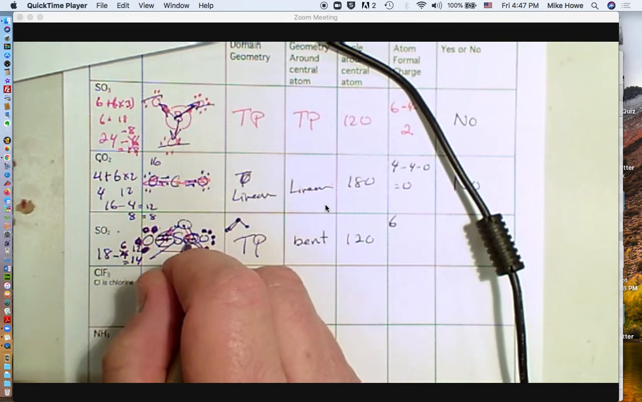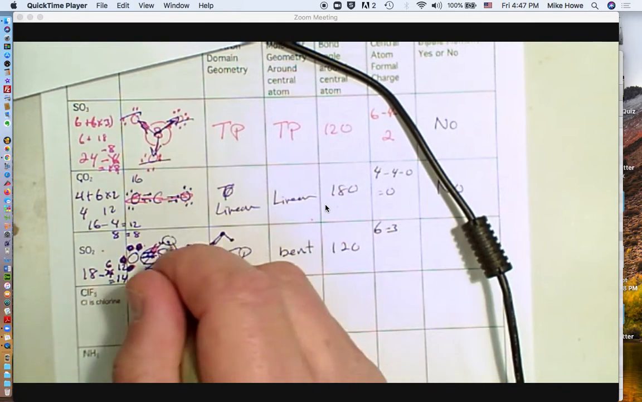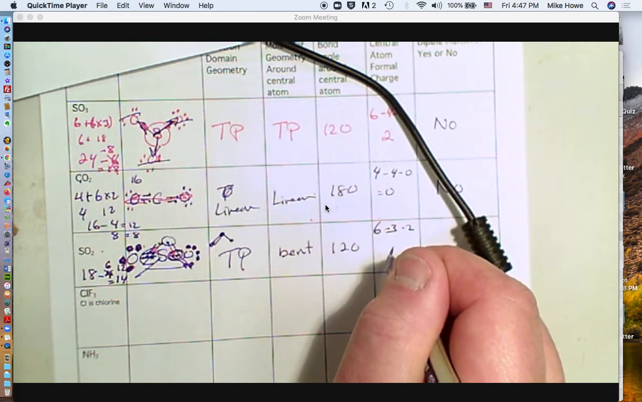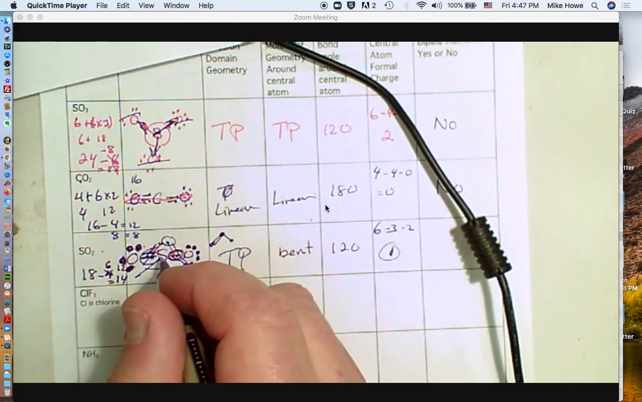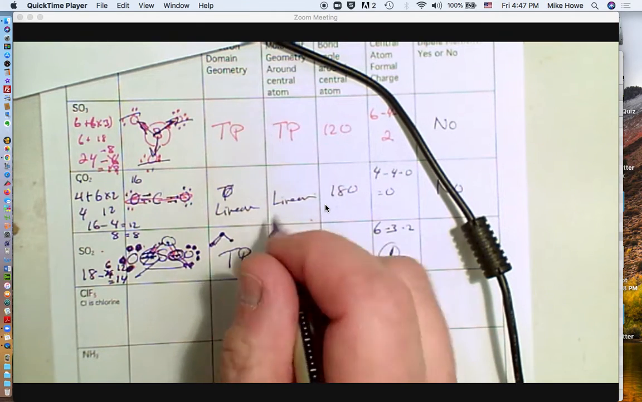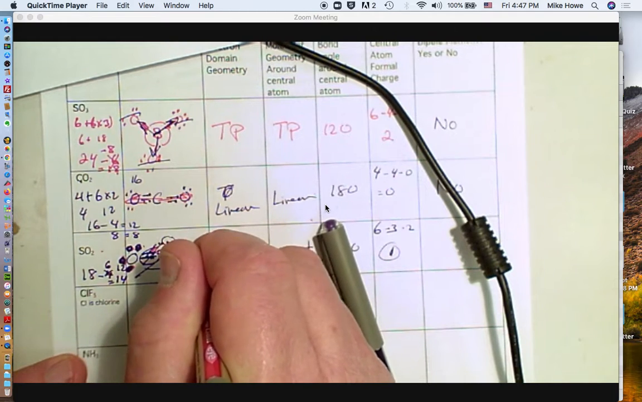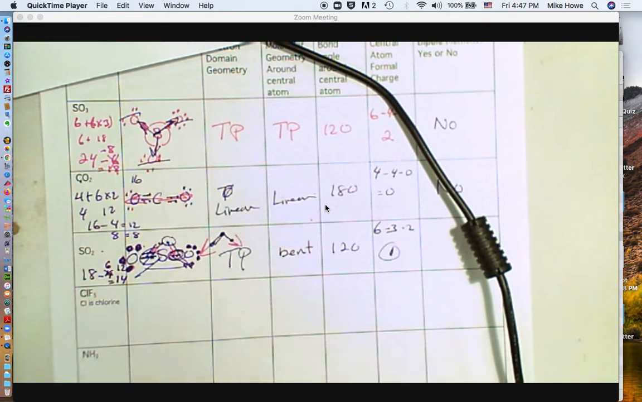Central atom formal charge, sulfur is 6. You had 1, 2, 3 shared pairs, so that makes 6. Half of that is 3, minus the 2 unshared. So 6 minus 3 minus 2 is positive 1 for the formal charge on sulfur. Is it polar? Yes, because the electrons are going to be pushed toward, or pulled toward, a more electronegative element, so it goes that way and that way, and the molecule is polar.